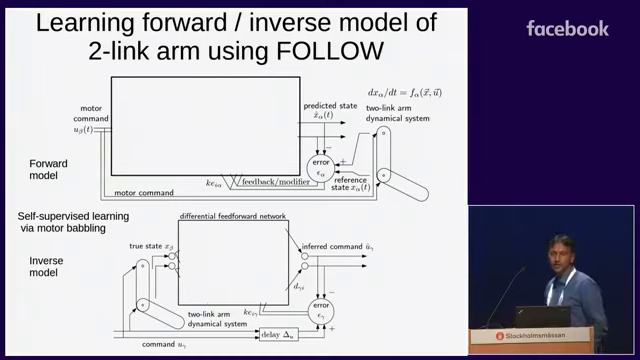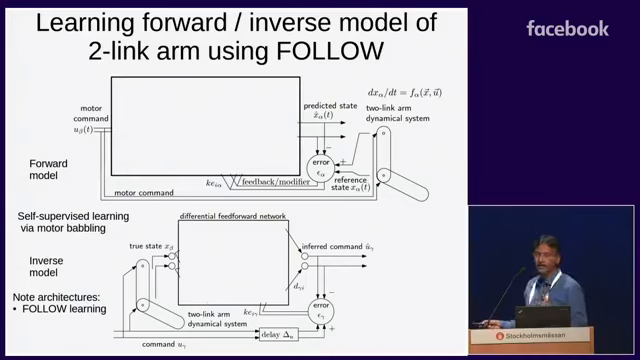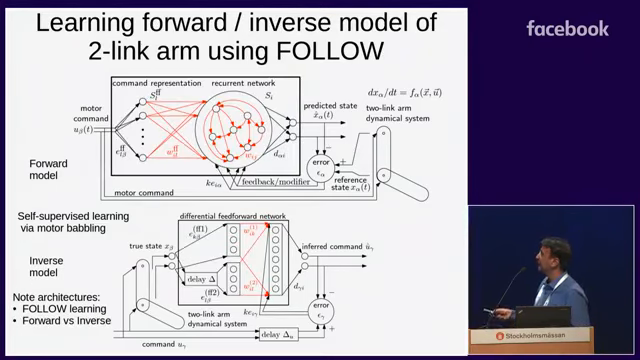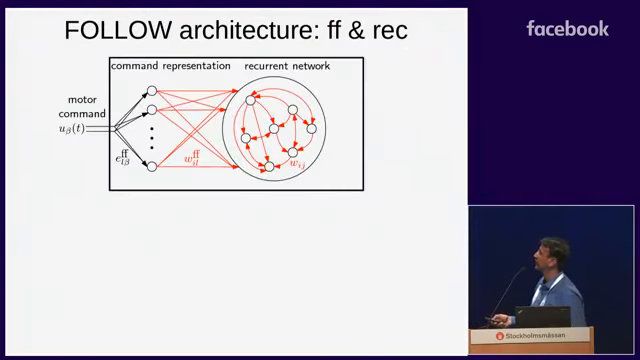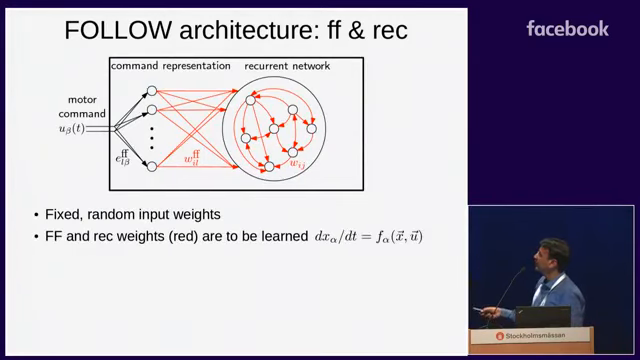Now, since we are in the neural network architecture track, we have two architectures to propose here. One is the architecture of FOLLOW learning, which I will explain, the way this error is fed back and the way local learning can proceed. And the second is the architecture of the forward and the inverse model itself. We will see that we really require two different kinds of architectures for learning the forward and inverse model. So two architectures. First, the FOLLOW architecture for learning. We just initially consider the forward model. The motor command is fed with fixed random input weights. The weights in red are going to be learned, in black are fixed.